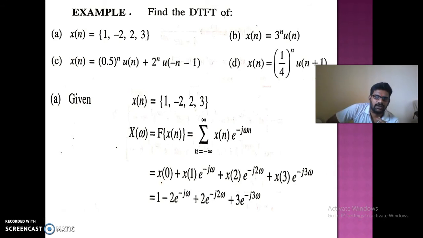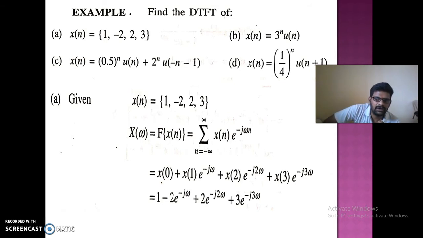So first example, if x of n is equal to 1, minus 2, 2 and 3, if the sequence is given like this, the first element is the x of 0 value, the next elements on the right side are x of 1, x of 2, x of 3 and x of 4 and so on. Similarly, left side elements are not given. If any are given, then you have to define the first value as an initial value as x of 0 only.